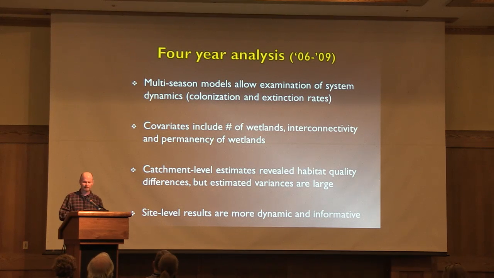The other thing that I want to mention is I wasn't very happy with the precision of the estimates. The variances were pretty big. The reason they're big is we're estimating a proportion, and we have a sample of 32. That's not a very big sample size to really have a good precise estimate. So it made me think that the wetland sites themselves might be more useful. We certainly have a lot more of them. We have 300 of them as opposed to 32. And site level results seem to be more interesting and dynamic.